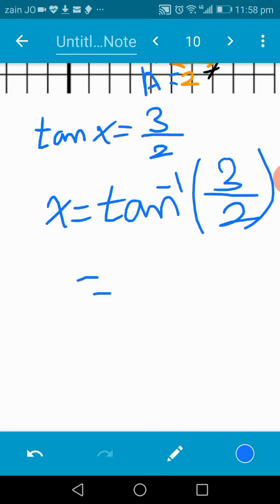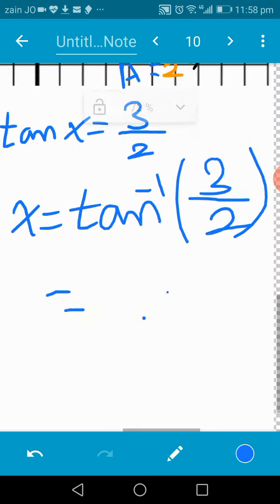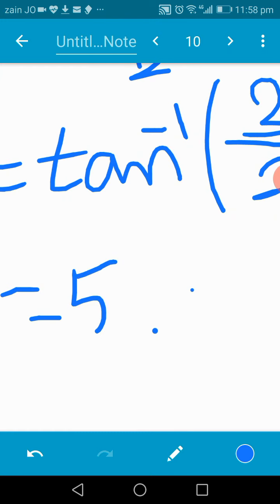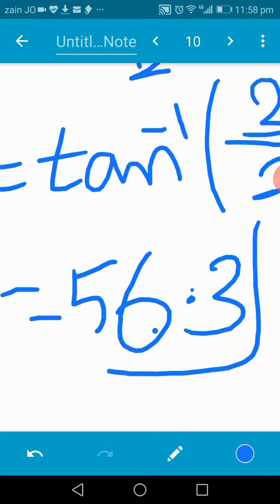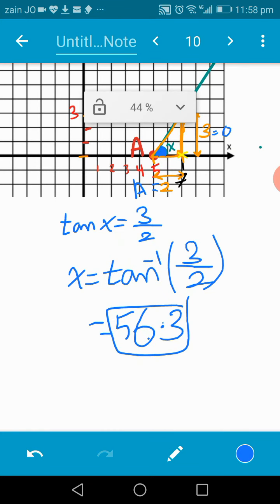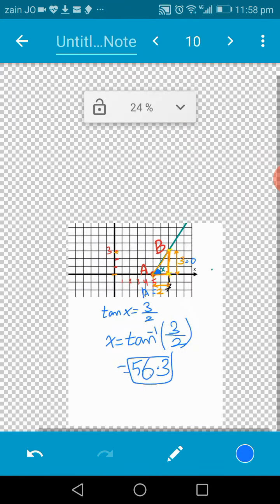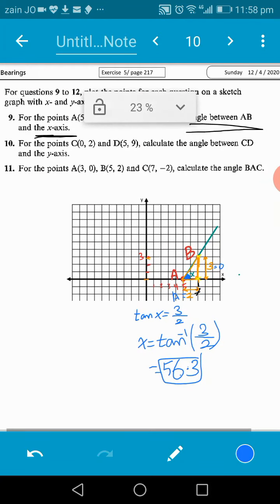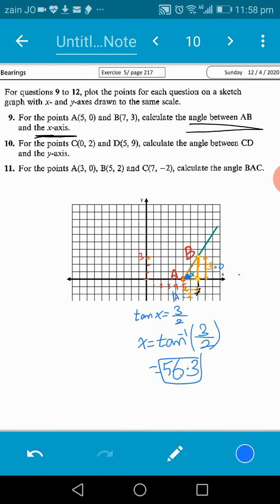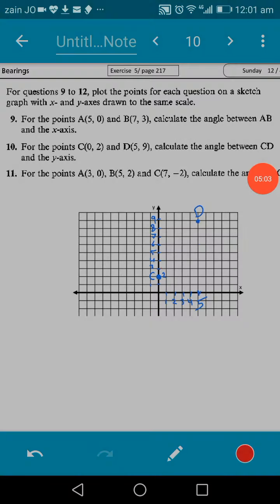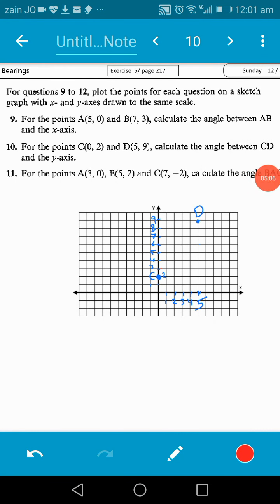So the angle is 56.3. So this is the final answer. This is the answer now for question number 9, and 10 is the same question. Okay, now question number 10.